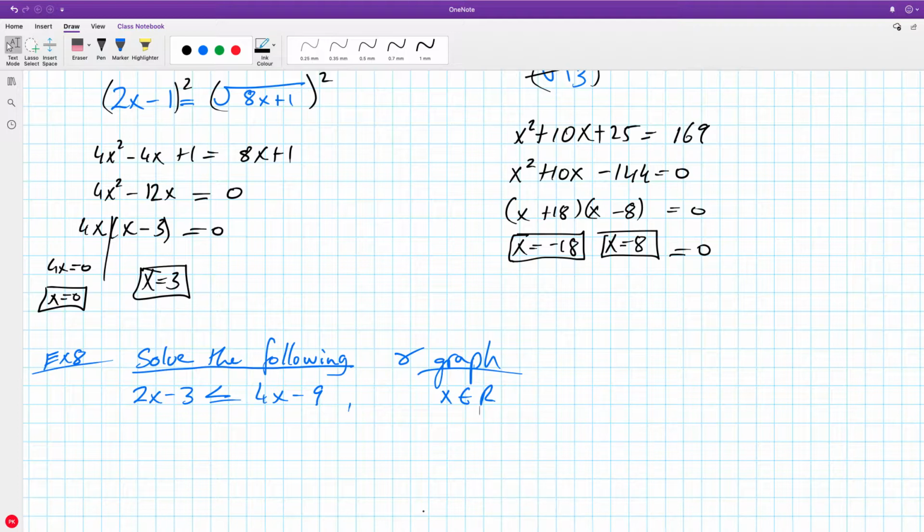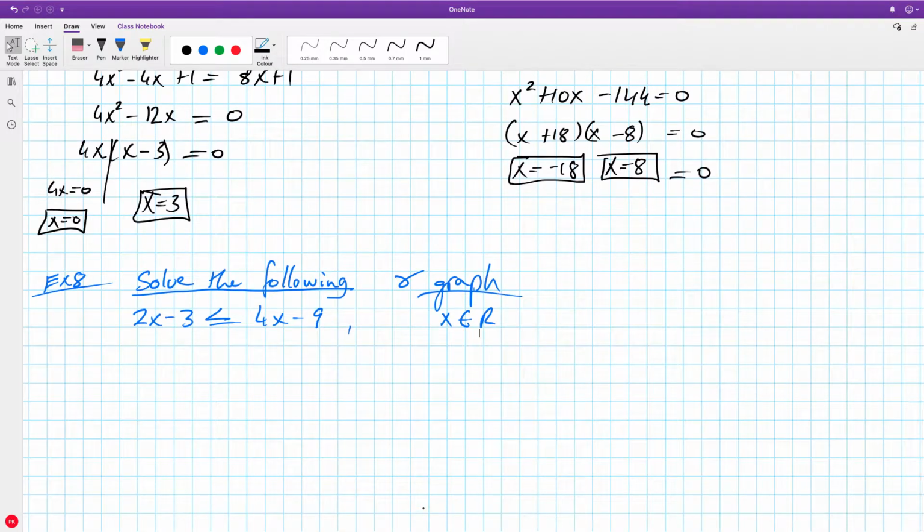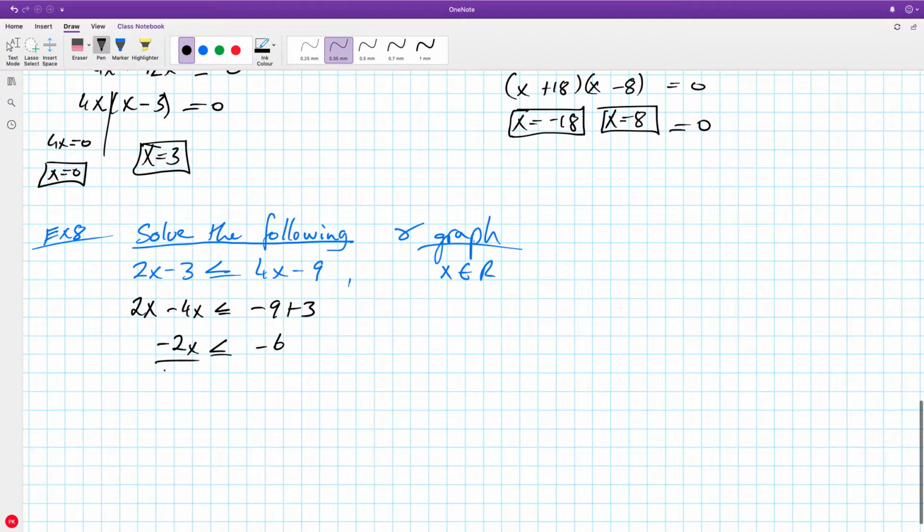Right, let's have a little look at it. So, 2x minus 3 less than or equal to 4x minus 9. x is on one side: 2x minus 4x less than or equal to minus 9 plus 3. 2x minus 4x is minus 2x, less than or equal to minus 9 plus 3, which is minus 6. Divide across by minus 2. x is less than or equal to 3, is it?